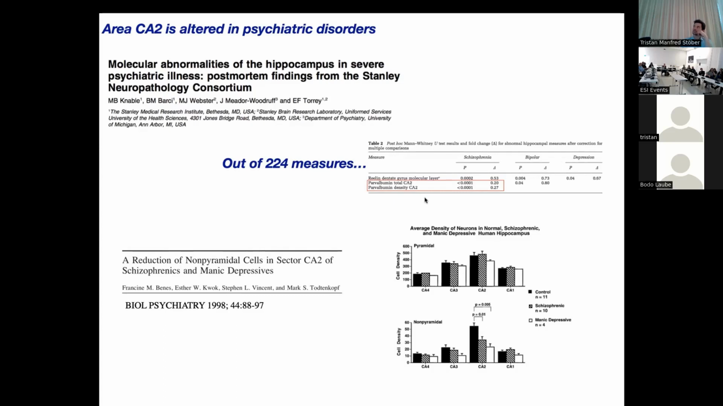These are really plastic. The transmission's plastic. They're really loaded in CA2. They're altered in postmortem schizophrenic brains. This was also noticed in a completely separate set of work by Francine Benes, in postmortem studies, where the density of interneurons in postmortem patients is reduced.